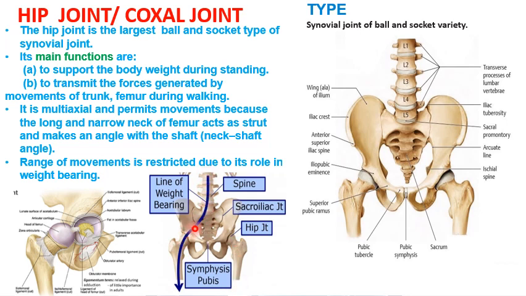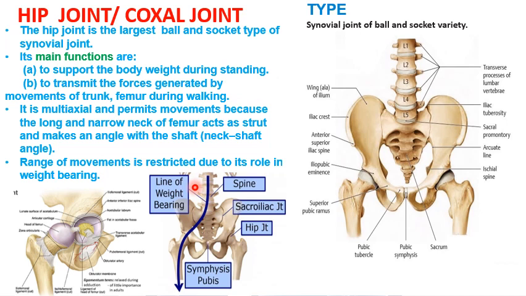So the weight transmits through the hip joint. That is the reason the hip joint bears the whole body weight during standing posture. Suppose a person weighs about 50 kgs, each hip joint gets 25 kgs of the body weight that is transmitted from the axial skeleton to the lower limb to support a person during standing.